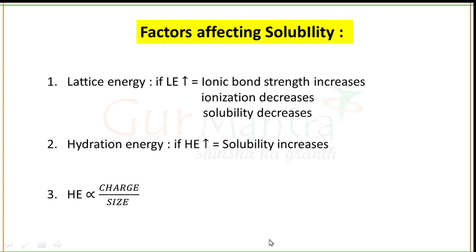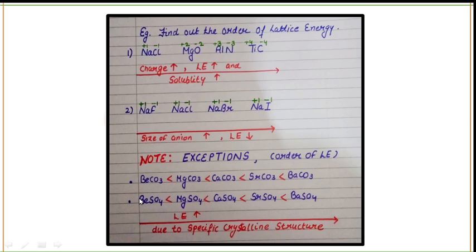Next we have the factors affecting solubility. If lattice energy increases, ionic bond strength increases, ionization decreases and solubility decreases. If hydration energy increases, solubility increases, and hydration energy also depends upon the charge upon size ratio. Now this is an example to find out the order of lattice energy. So let's see this example.